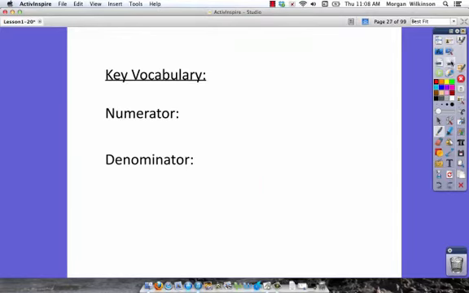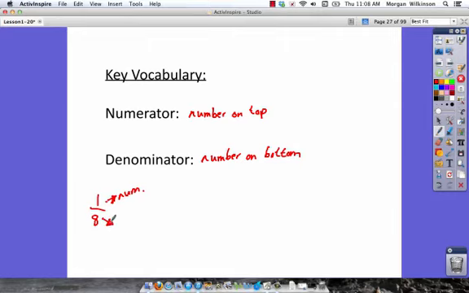Now whenever we have fractions, we have key vocabulary. We can have a numerator or we can have a denominator. The numerator is the number on top of a fraction. And the denominator is the number on bottom. So let's say we had that same problem, 1/8. If we had 1/8, the 1 would be called our numerator. I'm going to abbreviate NUM. And the 8 would have to be our denominator, DEN.